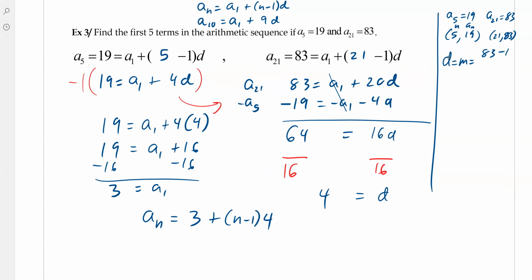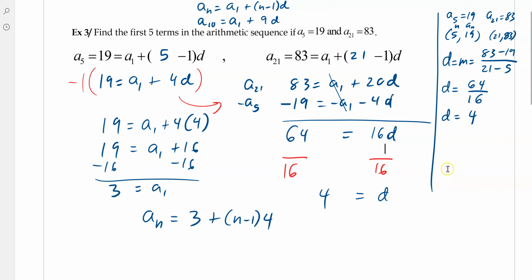So 83 minus 19 over 21 minus 5. And these two numbers will appear very similar to what we have down here. See, it's 64 over 16. So that means our difference here is 4. So another way to do it is just think about it. Our a sub 5 went to a sub 21 and it increased by 64, and that was 16 terms to get there. So 64 divided by 16 is 4, and there's your difference. So you can find it using systems of linear equations, because that's what they are, or you can do it just by finding the slope. When you're looking for d, you're looking for the slope.